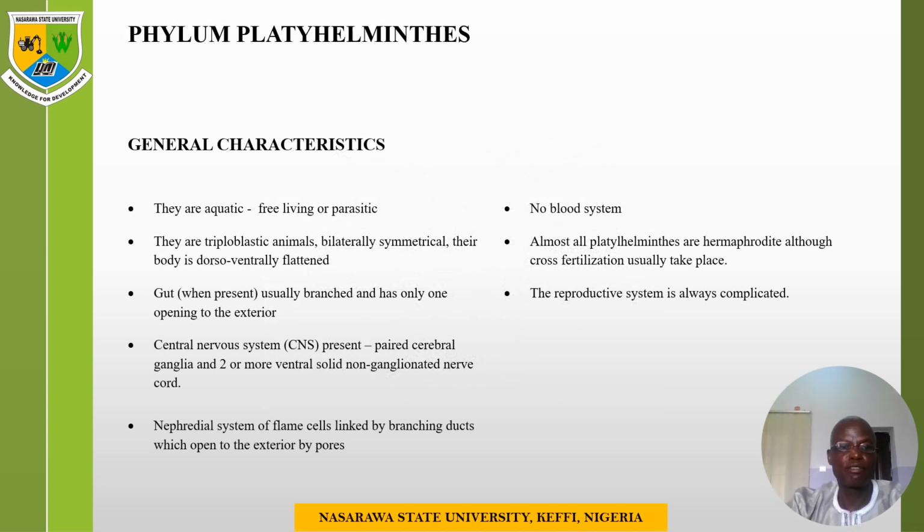We also have the phylum Platyhelminthes in the animal kingdom. They have the following general characteristics. They are aquatic, and there are free-living forms and parasitic forms. They are triploblastic animals. They are bilaterally symmetrical and their body is dorsoventrally flattened.